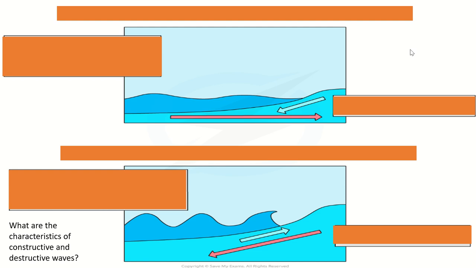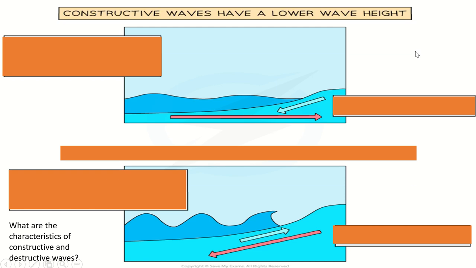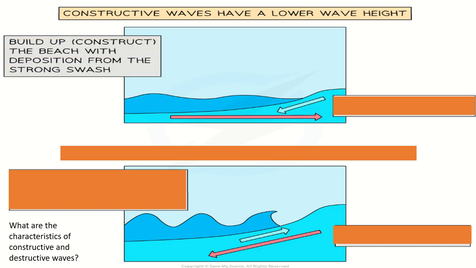Well, the answer is that constructive waves have a lower wave height but a longer wave frequency. They build up the beach with deposition from a strong swash, and they also have quite a weak backwash. They're called constructive waves because they build up the beach.